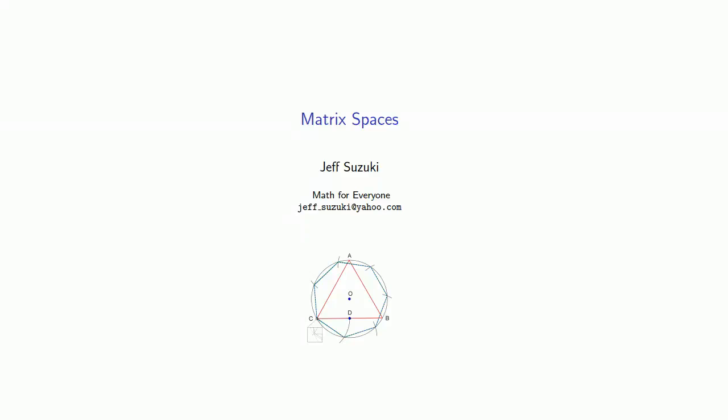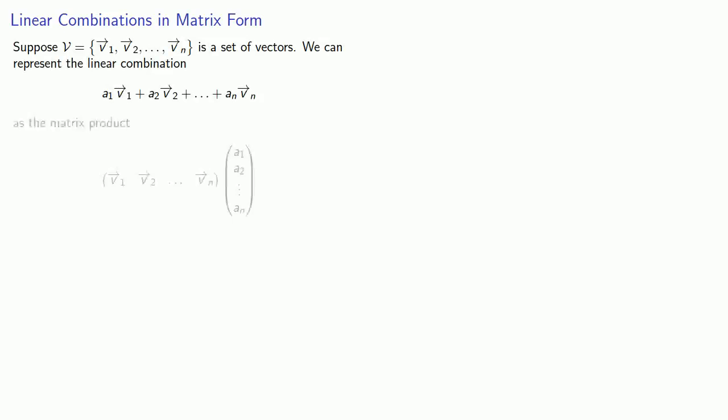So let's talk about matrix spaces. Suppose I have some set of vectors. We can represent the linear combination as a matrix product, where here we would apparently multiply this row of vectors by this column of coefficients.